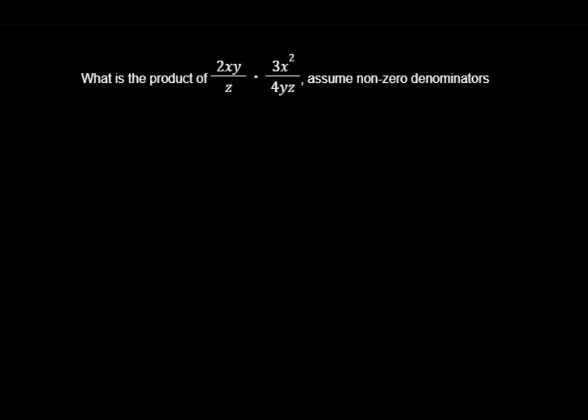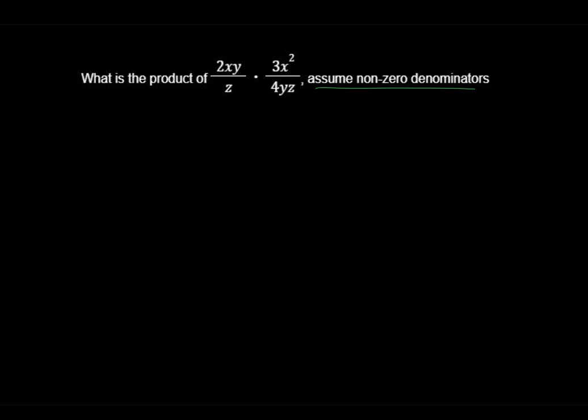Okay, in this example, we're asked what is the product of these two rational expressions multiplied together. We're going to be assuming non-zero denominators. This just means that we won't have to state the restrictions on the domain of the expression, or where the original and the simplified version are not equivalent.